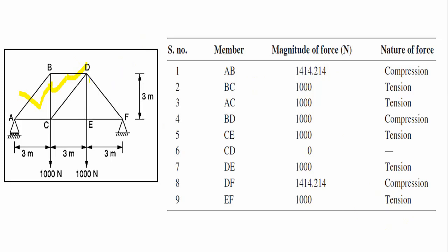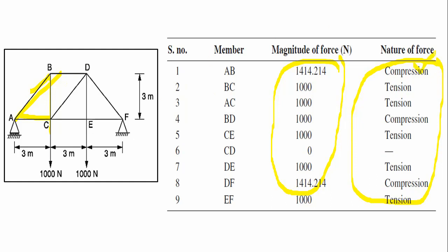Afterwards, after calculating, we have to show it in a tabular form. Serial numbers 1, 2, 3, these are the members, member AB, member BC, member AC. Whatever values we have got, the magnitude of the force has to be written. Then next we have to show the nature of force. If you are getting positive answer, it means it is in tension. If you are getting negative answer, it means it is in compression. So that has to be shown in the tabular form at the end. Right? In this way we are going to analyze a truss by method of joints.